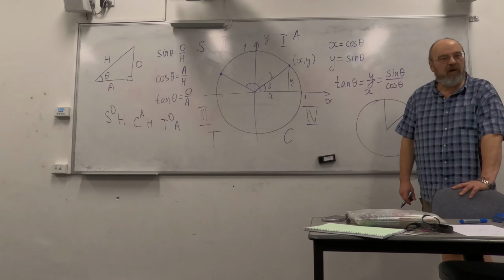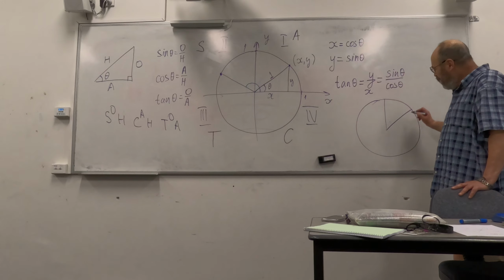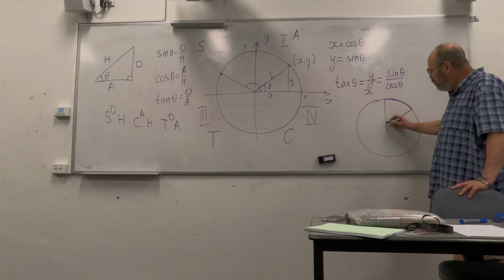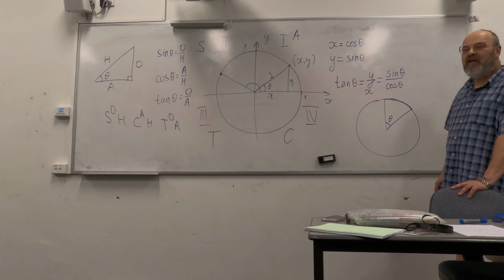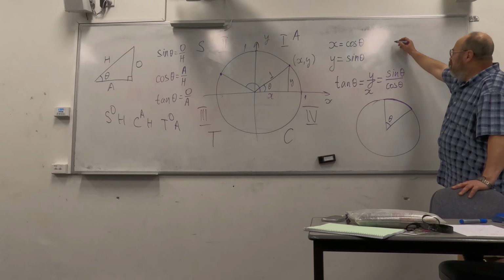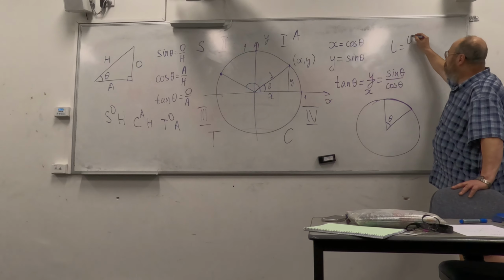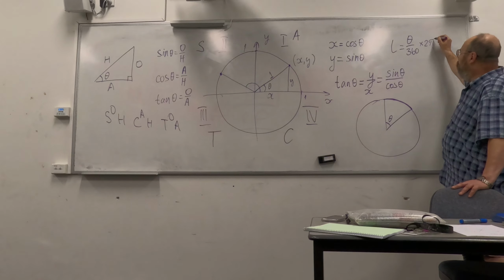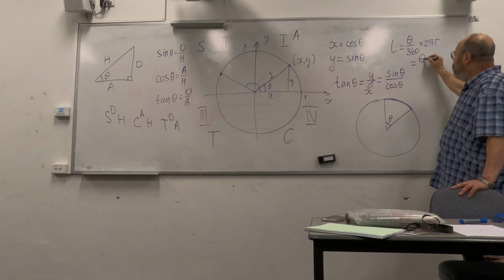Let's recall the formula for the length of arc. What will the length of arc be equal to if this angle is theta? We have length of arc equal theta over 360 times 2 pi r, or simplified, theta over 180 times pi r.